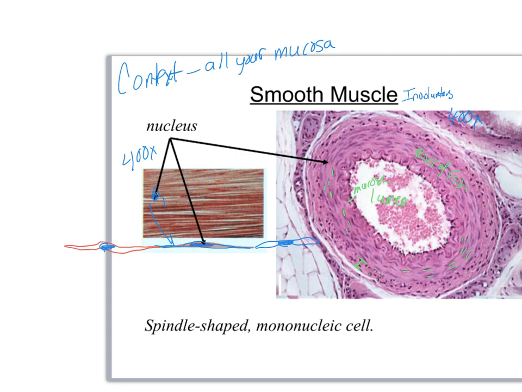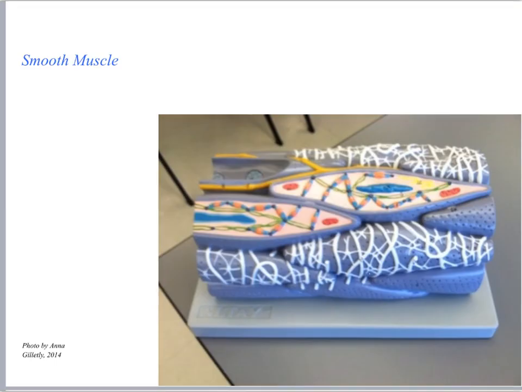All right, so context. Context is usually the key for identifying your smooth muscles. All right, let's look at the next slide. Here is a model. So this is a cell. This is cell number 1, cell number 2, cell number 3, cell number 4. They're all stacked up together, so you get an idea of the spindle shape right here. You can see a nucleus right there.